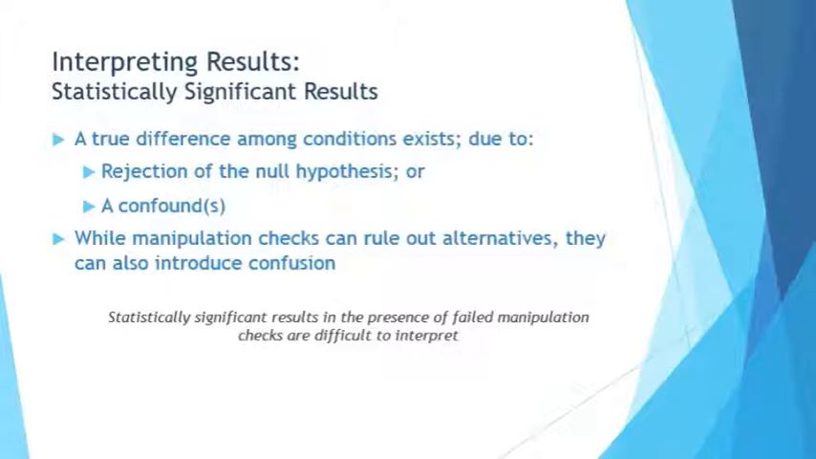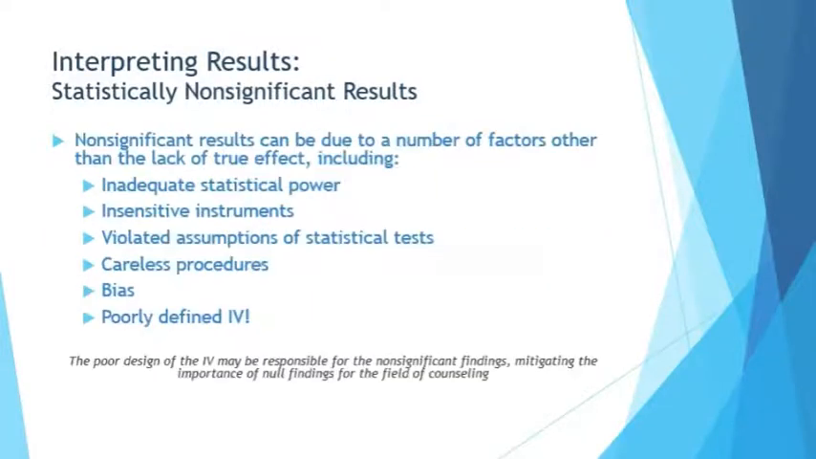Statistically significant results are hard to interpret because there may be another explanation for the results other than the intended one due to false positives, false negatives, the design measured another dimension, or reactivity due to the manipulation check. Statistically non-significant results can be due to several factors other than the lack of a true effect, including inadequate statistical power or not having sufficient number of participants to find a significant effect if one exists, insensitive instruments, violated assumptions of statistical tests, careless procedures, and bias.